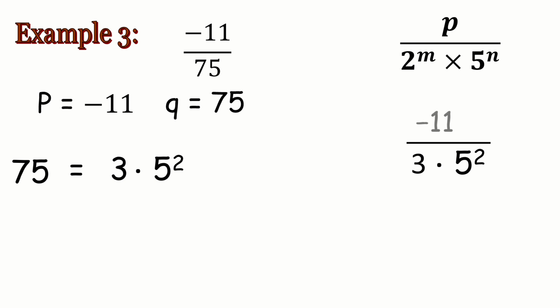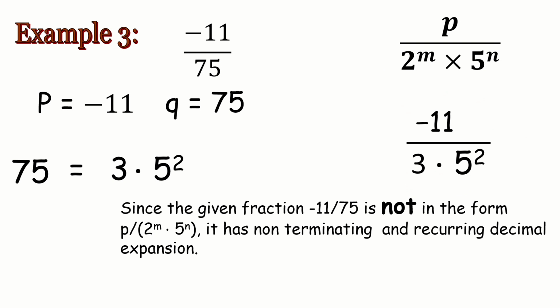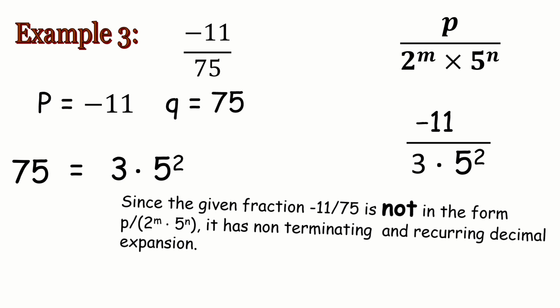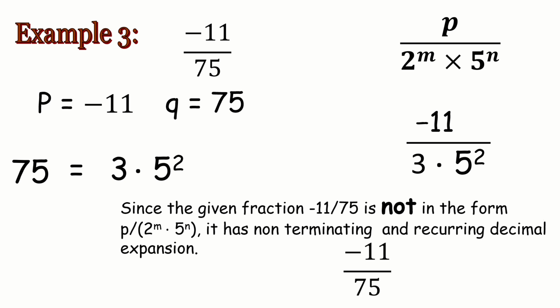So this is it. Does it look like our formula? No, because 3 is not similar to 2 to the m. Nope, it's not. So therefore, since the given fraction, negative 11 over 75, is not in the form of P over 2 to the m times 5 to the n, it has a non-terminating and recurring decimal expansion. So negative 11 over 75 is a repeating decimal.